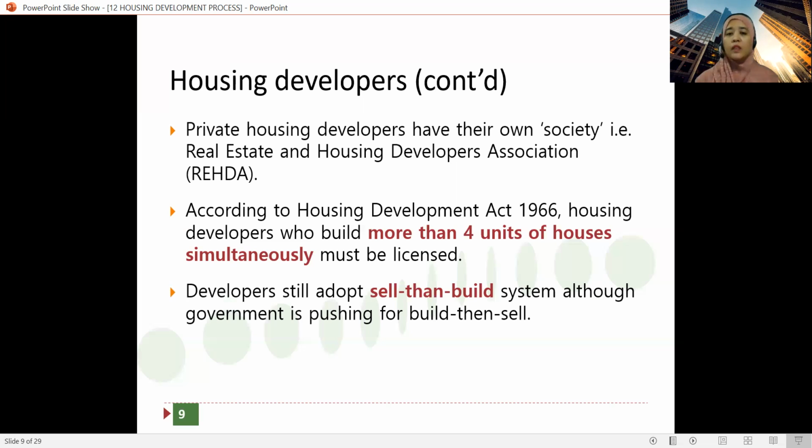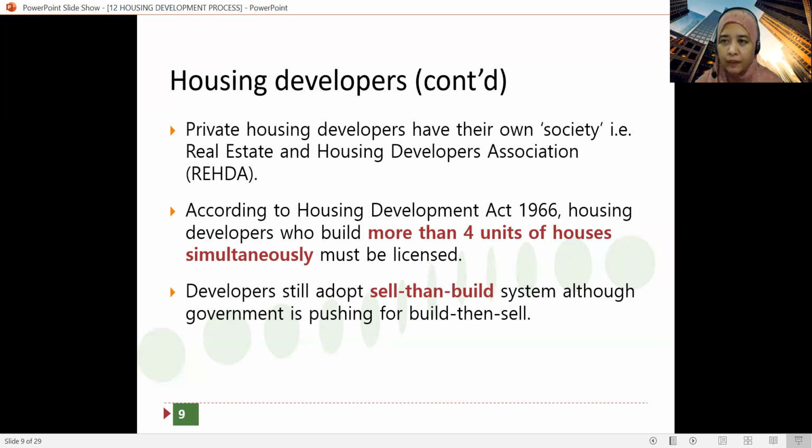But anyway, small scale developers, that's not the intention of the HDA to control them, because they do not involve many house buyers. Okay, so the HDA, Housing Development Act, its scope, its net, is only to capture those developers who develop 5, 6, 7, 8, 100, 1,000, 5,000 units simultaneously.